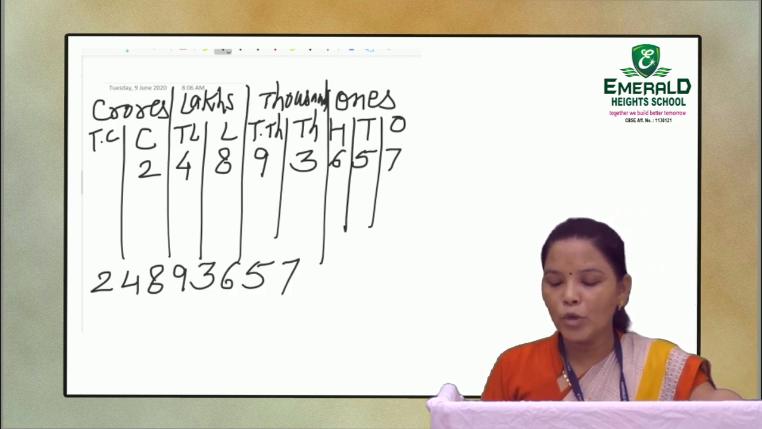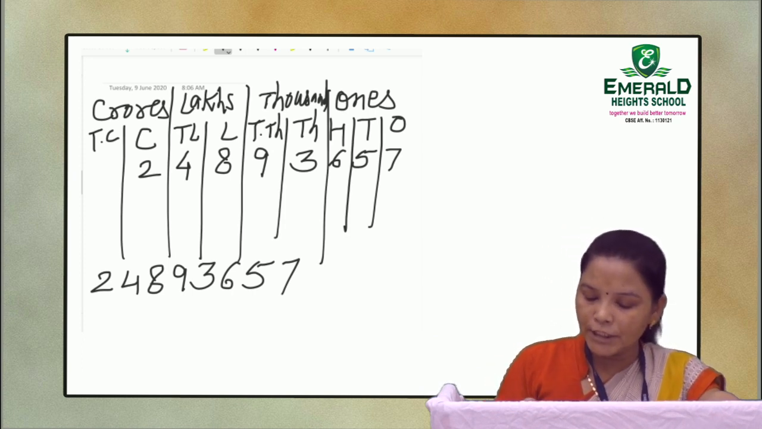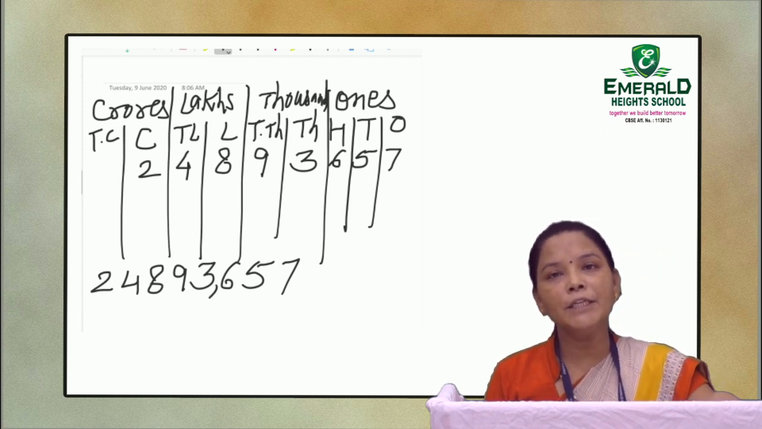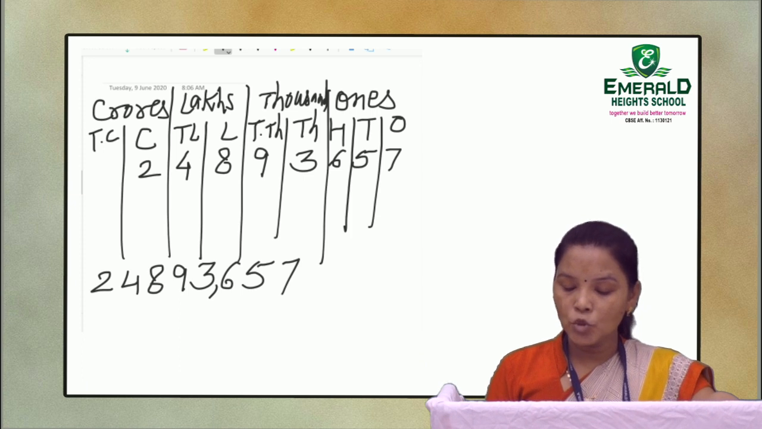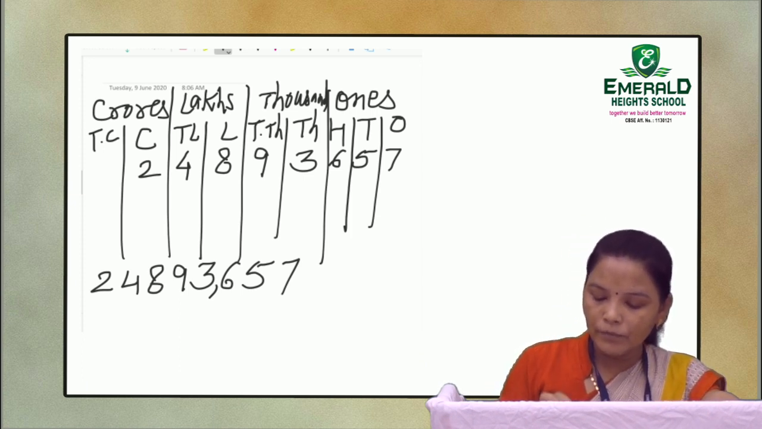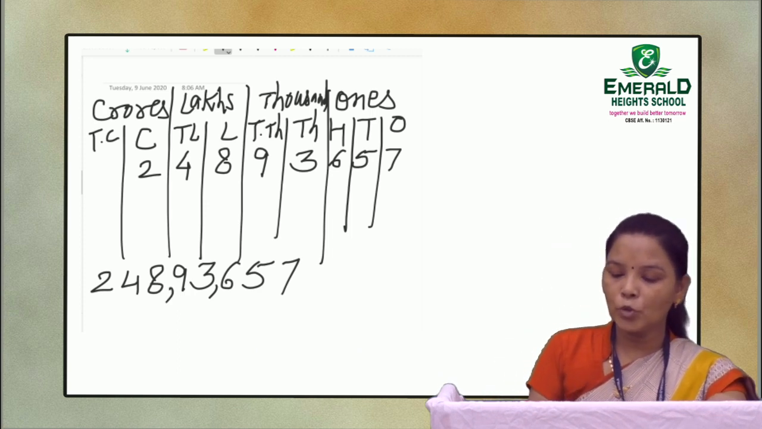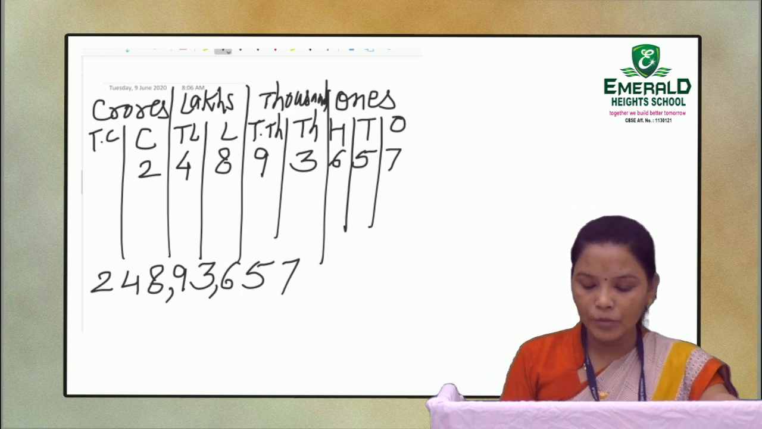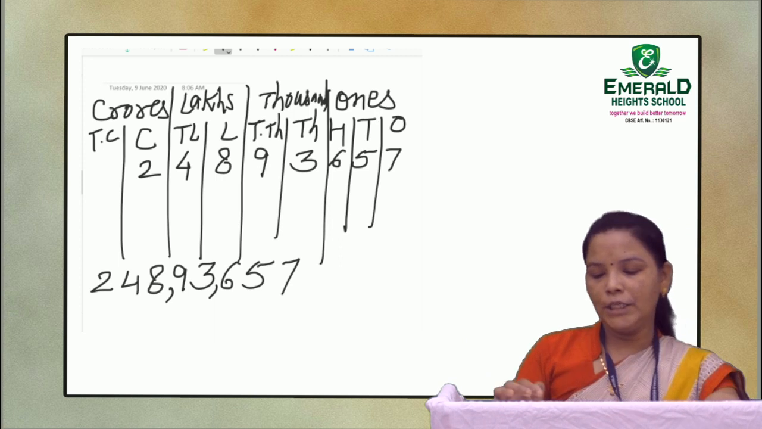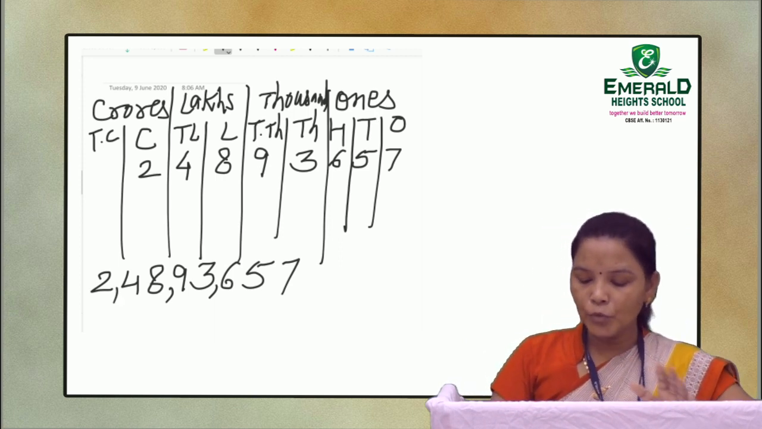Now we know that in ones period we need 3 digits. So from the right side we will leave 3 digits and give the comma in between 3 and 6. Then in thousands period we need 2 digits, so we will leave 2 digits from the comma given and put the comma in between 8 and 9. Now in crores period we have 1 digit and in lakhs period again we have 2 digits.